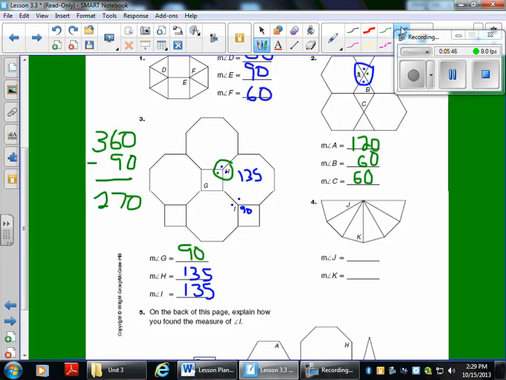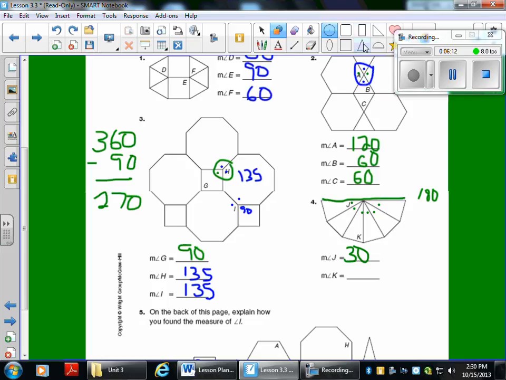Move on to this last problem right here. We have a straight line. Straight line automatically means 180. How many angles do we have? 1, 2, 3, 4, 5, 6 angles that all meet at 180. So 180 divided by 6 equals 30. J is 30.